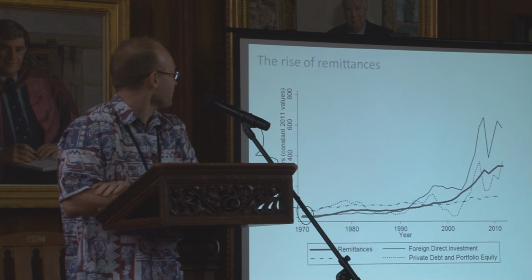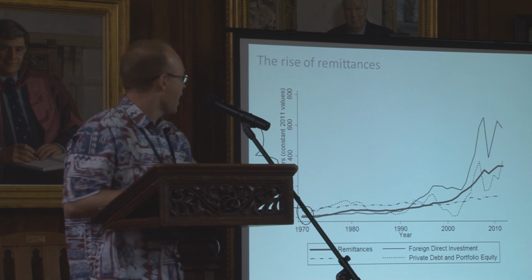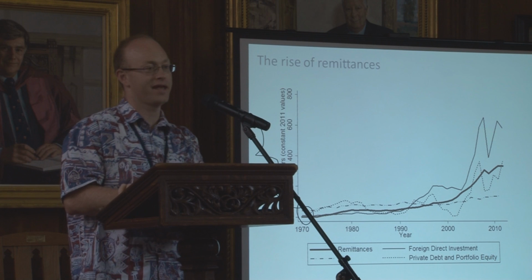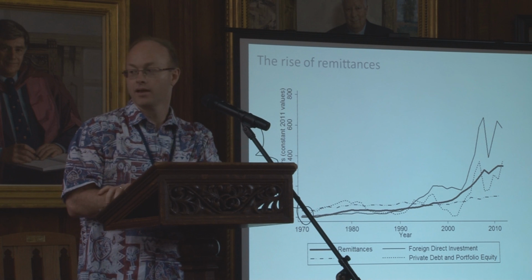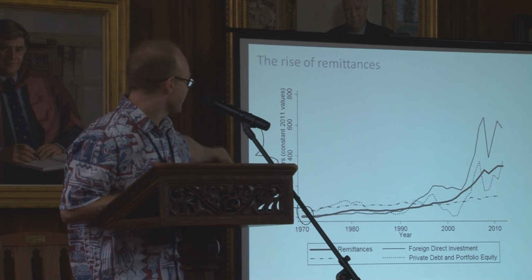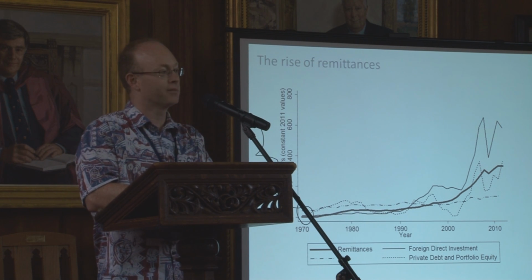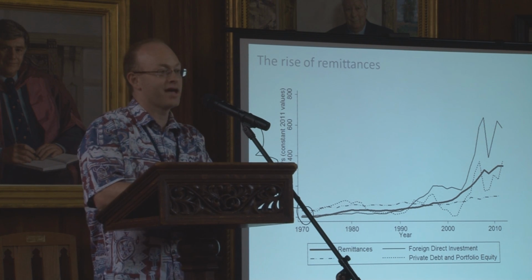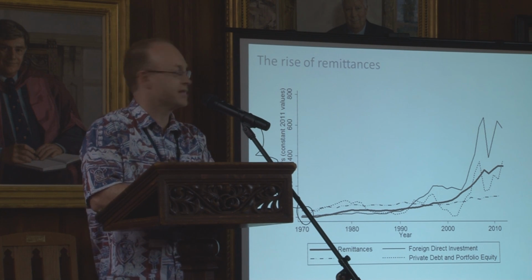So, what I want to talk about is the rise of remittances. This is a graph that many of you have seen showing different international financial flows, and you see the dark line here being remittances, which have been hovering along in the 1970s, 1980s, and then they start taking off. Between 1990 and 2000, global remittances to developing countries doubled, and then between 2000 and 2010, they tripled. Okay, so massive growth in remittances.